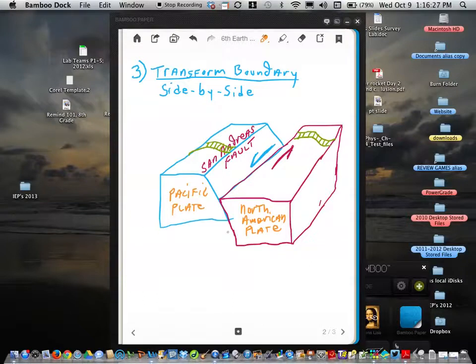And because of that, it's a really complex movement, and it's more a movement side by side than it is apart. And in some places it's coming together. In some places it's convergent. So the actual movement on the San Andreas Fault is really super complex, being one way in one spot and one way in another. But it's super active.